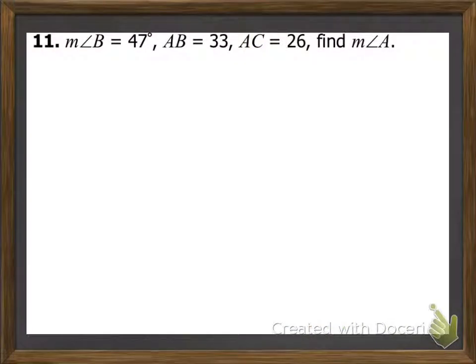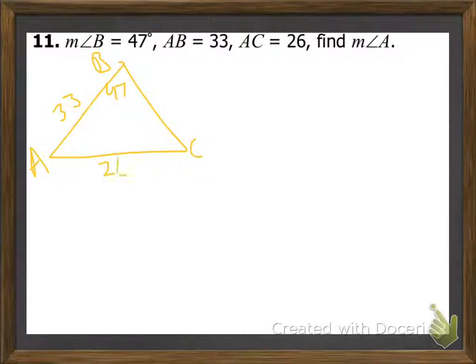Now we're looking at number 11. So just like the last problems, draw your triangle, label it, and now fill in everything. So angle B is 47, AB is 33, and AC is 26. And we need to find angle A.